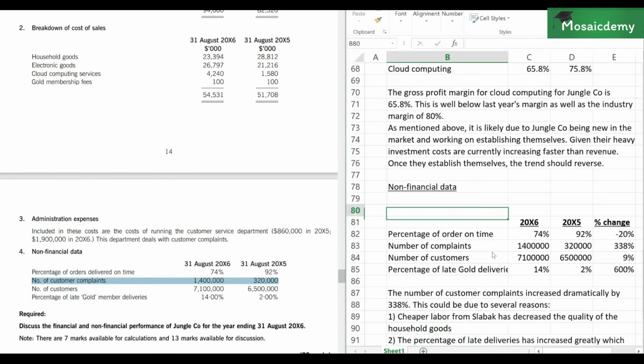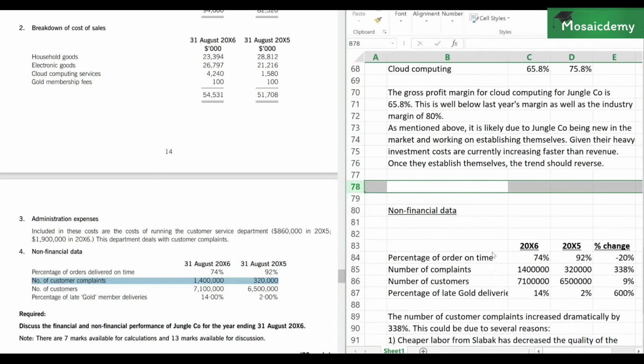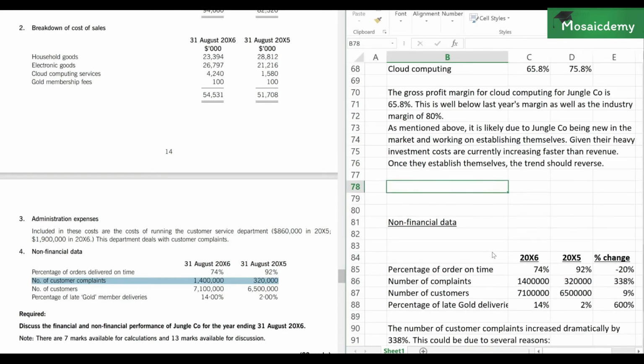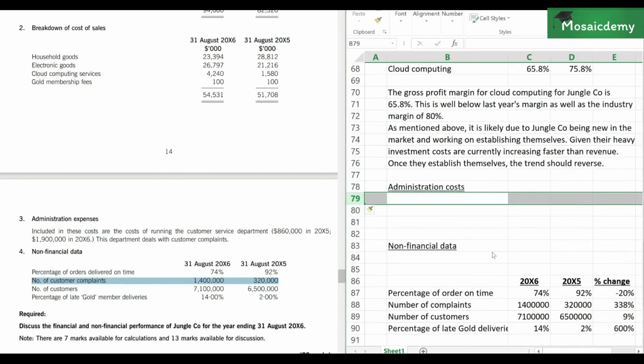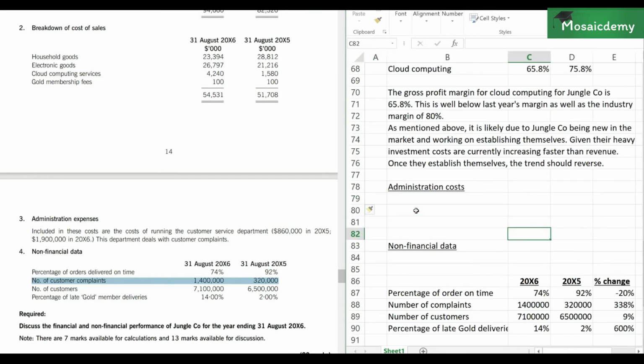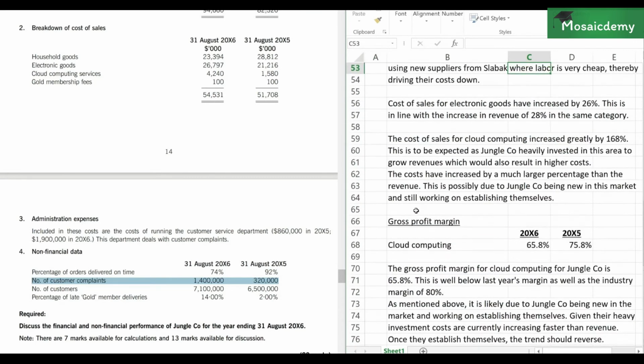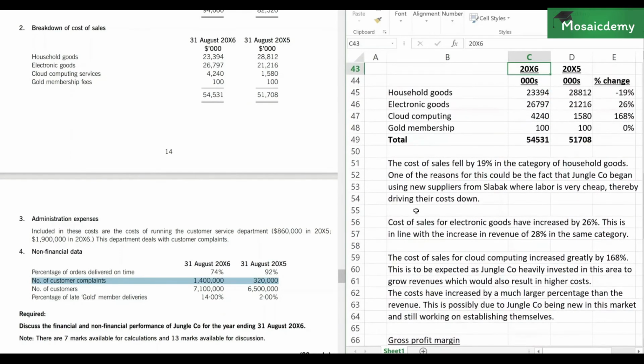So let's put this over here. Administration cost. Now, once again, you could put it technically anywhere. We're just trying to be consistent with the order in which the data is presented, right? Non-financial data is at the end. That's why we're keeping our analysis at the end, okay? But it's not really necessary. So let's just copy our format from above.